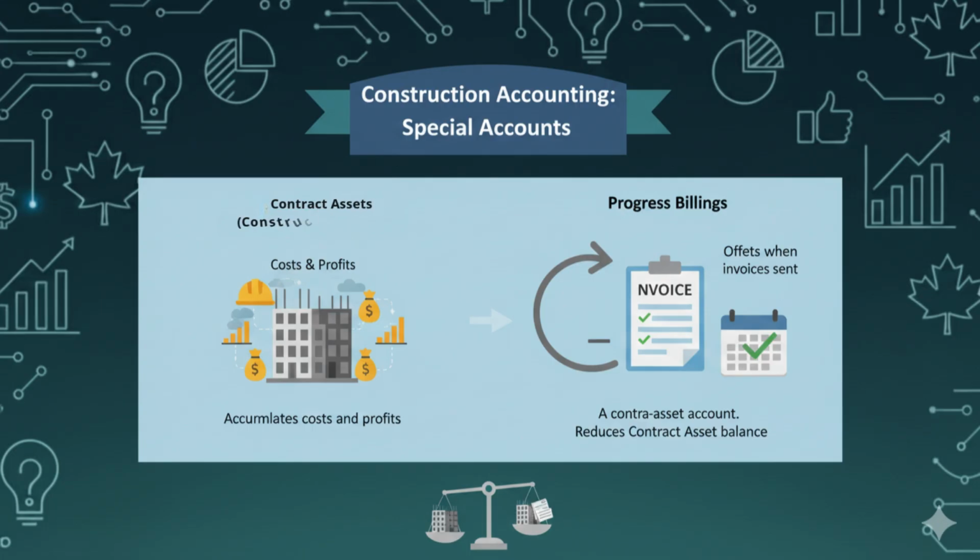So, how do companies keep track of all this activity? Let's look at the general ledger accounts first. Construction companies typically add two special accounts: contract assets, or construction in progress, where costs and profits accumulate. Progress billings, a contra asset that offsets the contract asset when invoices go out.